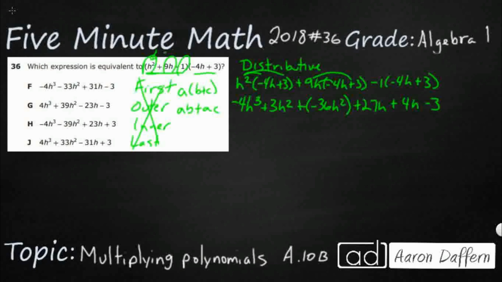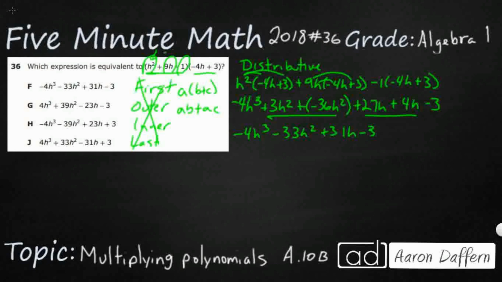All right, so now I'm looking for like terms, and I've got two like terms right there, two like terms right there. I need to combine them. So it's looking like negative 4h cubed. That's going to be a minus 36, right? So that's going to be a minus 33h squared. I've got a plus 31h, and then I've got a minus 3. Okay, so that's looking pretty good. Our answer looks like it's going to be F. But that can be a bit messy.